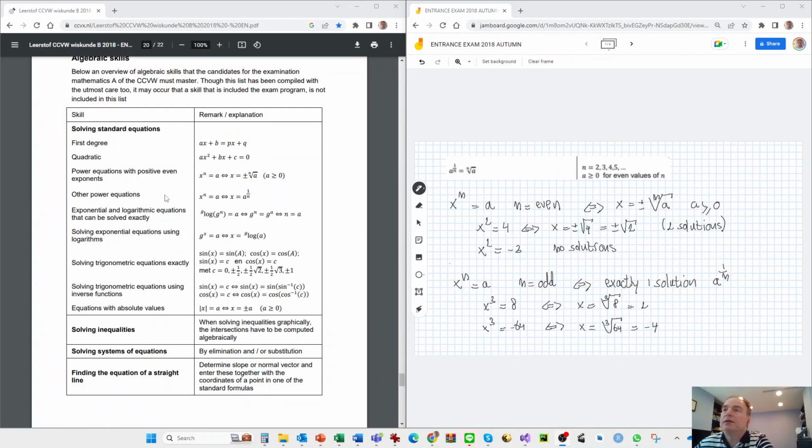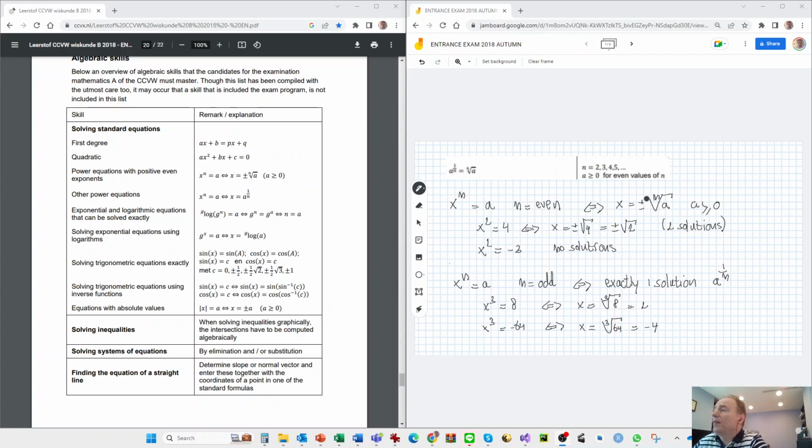The next page goes over algebraic skills that you definitely need to be aware of. First degree equations, quadratic equations, and power equations. And here you can distinguish even powers. If you have an even power, for example, x to the power n is a, then it will give two solutions with a greater or equal than 0.